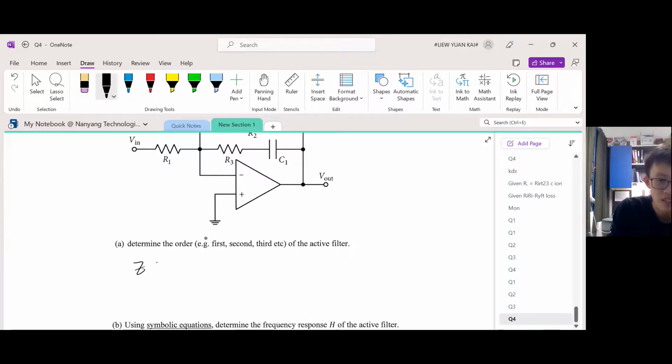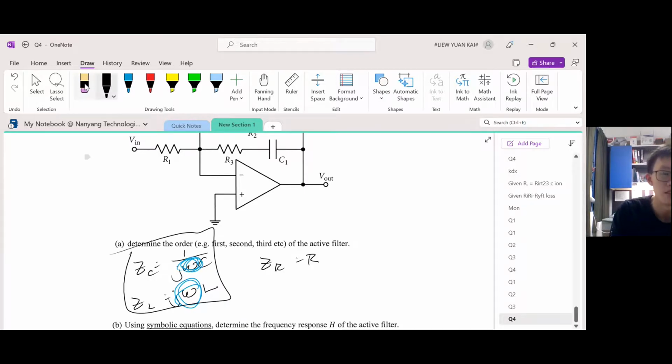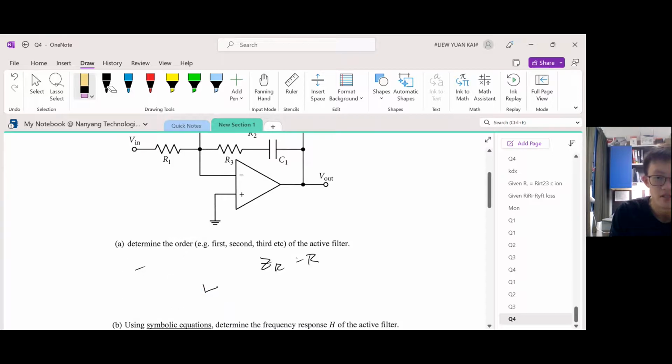For impedance of capacitors, the formula is 1 over j omega c. See, it depends on your frequency omega. Then what about inductors? It's j omega l. See, again, it's dependent on your frequency. But what about, for example, resistors? No, it doesn't depend on omega. Do you see omega? No, omega doesn't show up. So you count the number of capacitors or inductors present in the active filter, then that will determine your order.